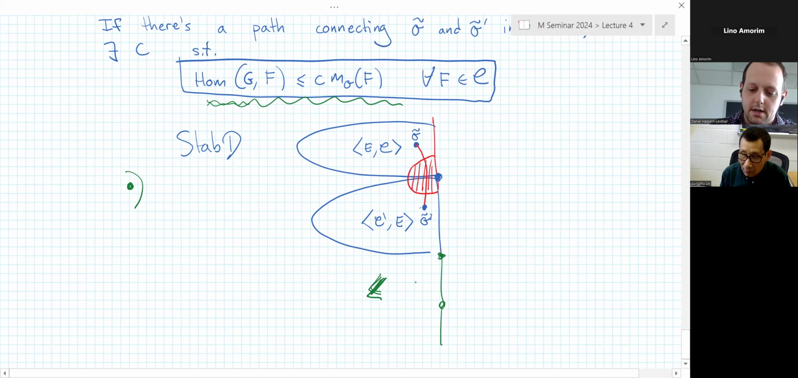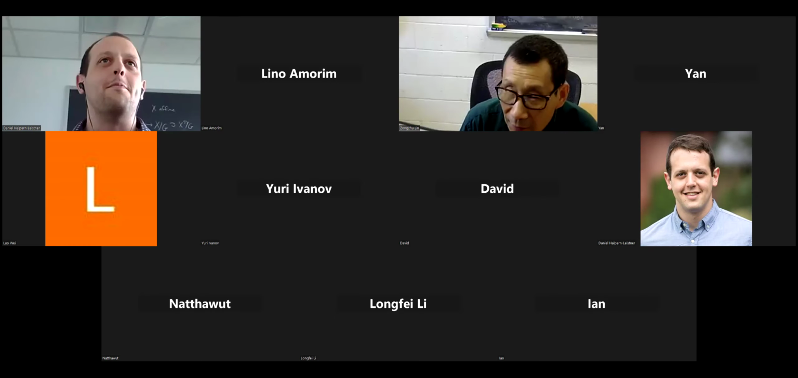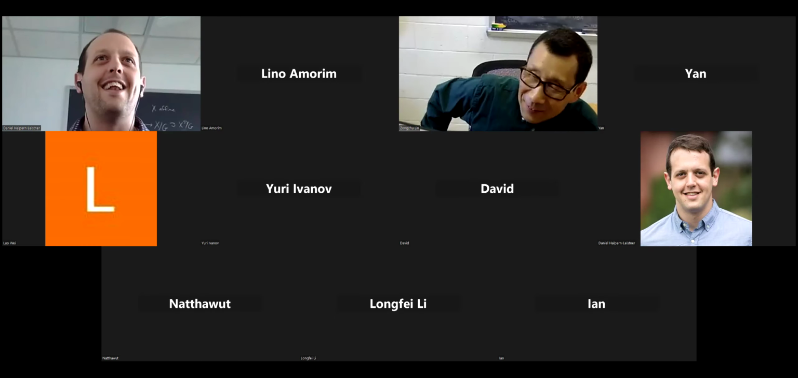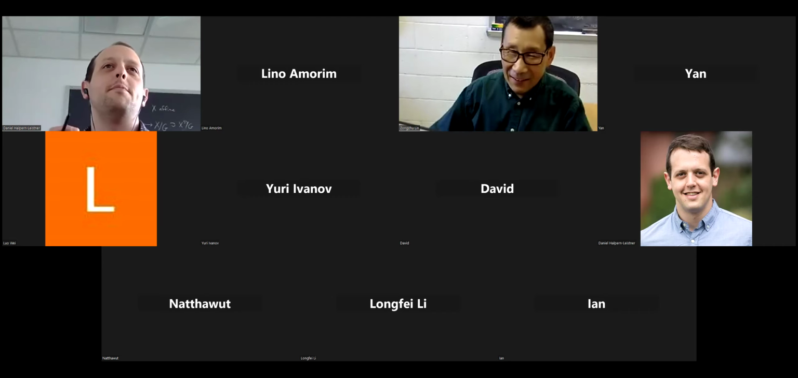Oopsies. Oops. Okay. Well, okay, that computer just crashed. Anyway, you can keep mutating the semiorthogonal decomposition.